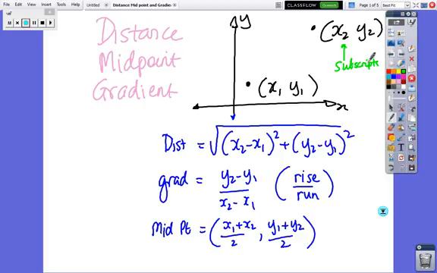So we've got some plug and play formulas that you might have known from last year. The distance equals the square root of x2 minus x1 squared plus y2 minus y1 squared. Gradient is the rise over the run, y2 minus y1 over x2 minus x1, and the midpoint is just the average of the points. So let's look at some examples on the next page when you're ready.